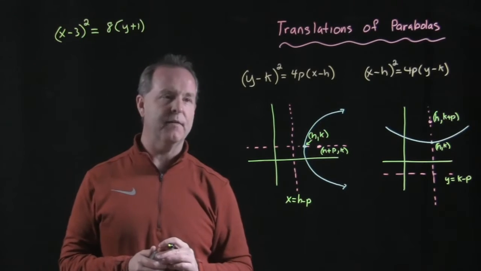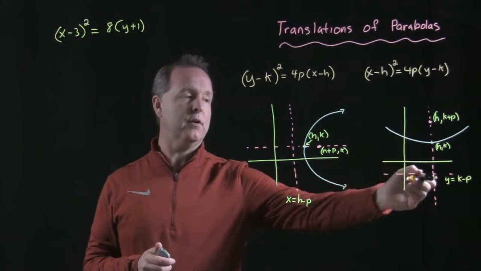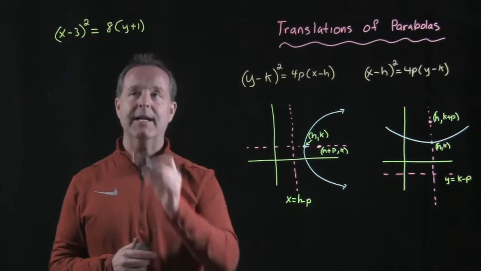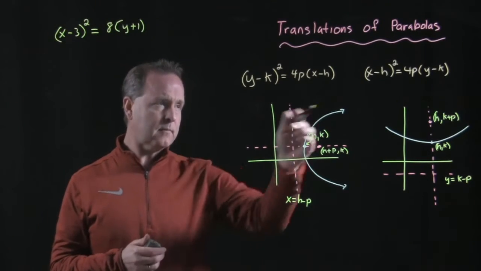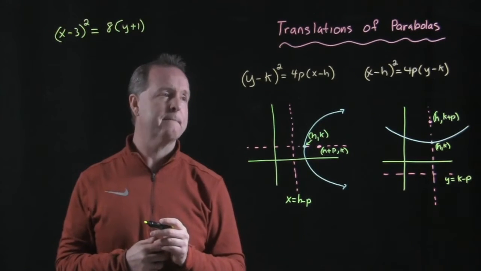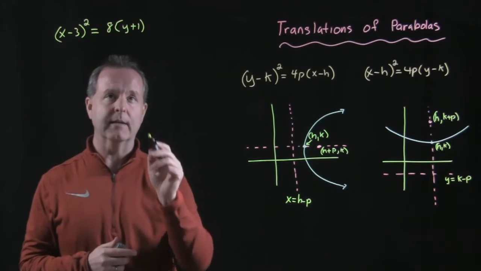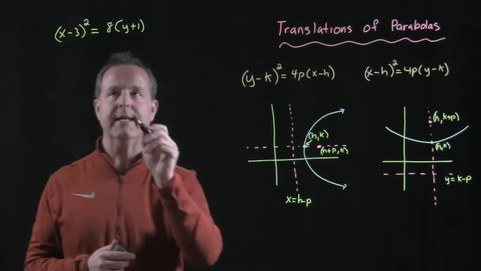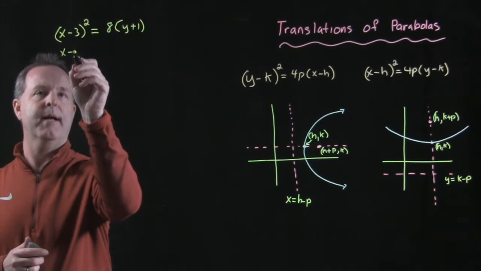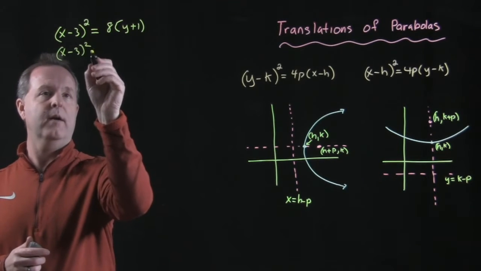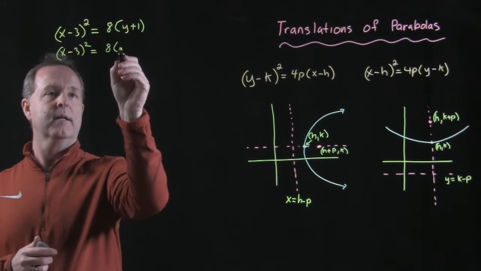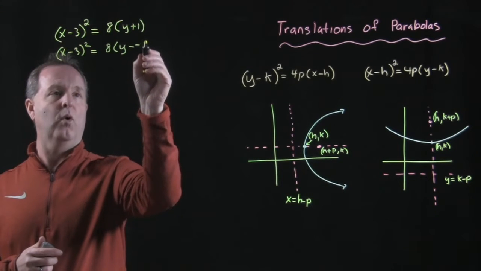So can we identify on this one? Well, it looks like we have a vertical parabola. It's an x minus something squared, so it fits that particular form. We're able to find h and k. Well, k not quite yet. So let's rewrite it as (x − 3)² = 8(y − (−1)).